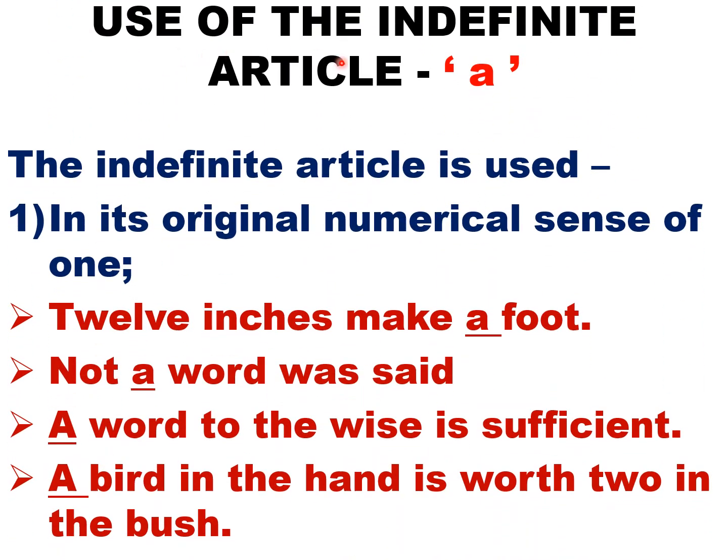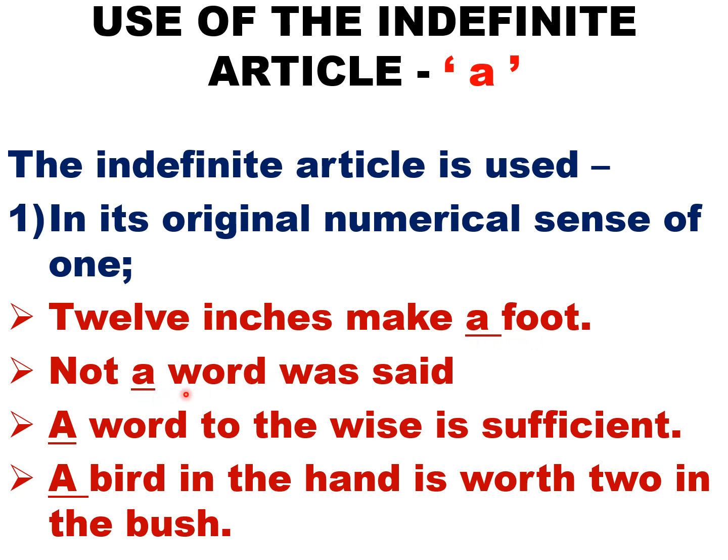Use of the indefinite article a. The indefinite article is used in its original numerical sense of one. That is, when we refer to one thing or a single thing, we must use the indefinite article a. Twelve inches make a foot. That is one foot. So, the indefinite article a is used here, a foot.